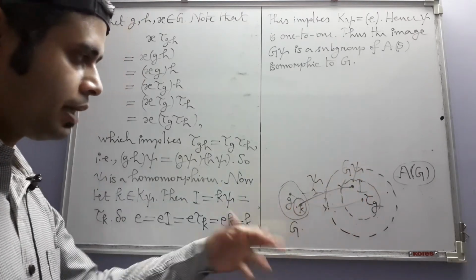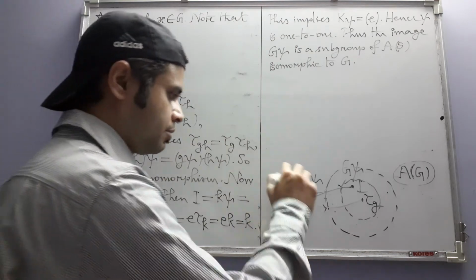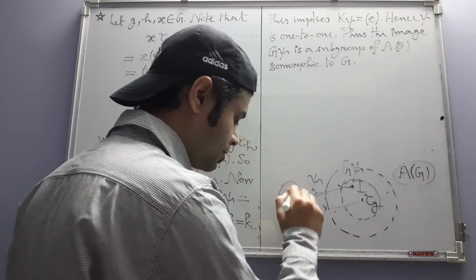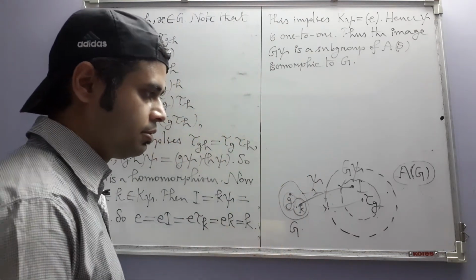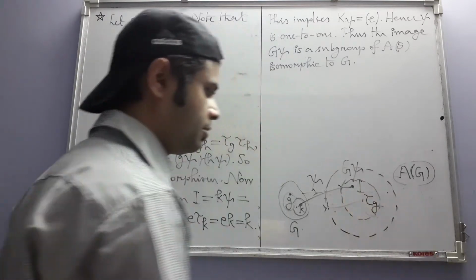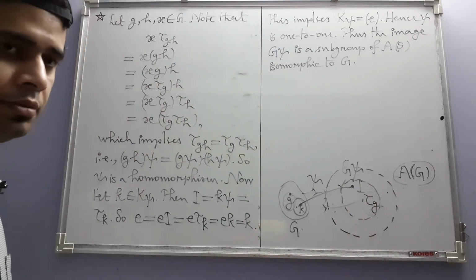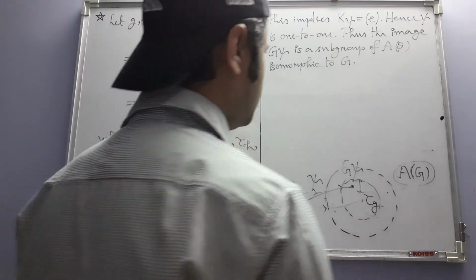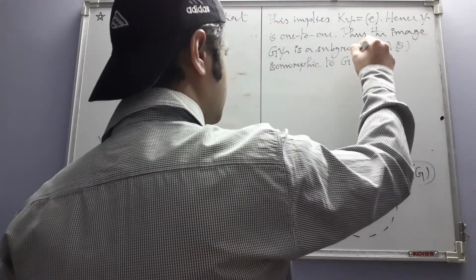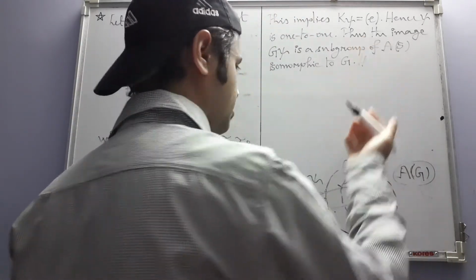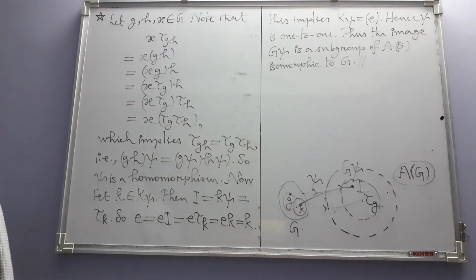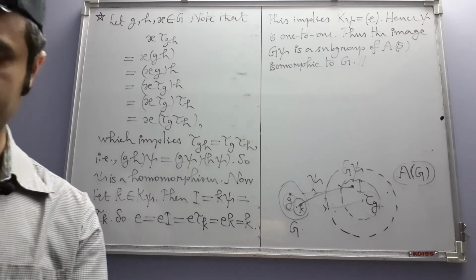Now we can think of the elements, abstract elements G, as the concrete functions tau G. So this just completes Cayley's theorem. Completes the proof of Cayley's theorem. But now there is a problem.